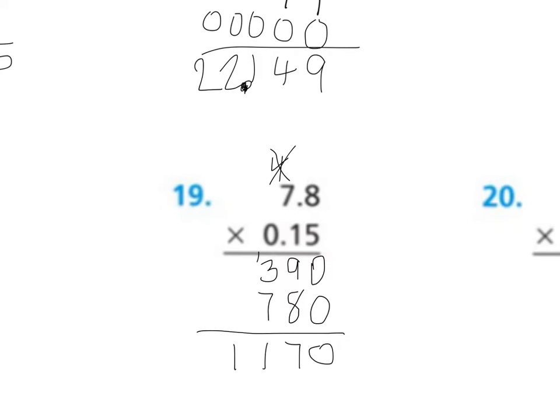11. Now, how many place values do I have? I have 3, right? So I need to make sure that I have 1, 2, 3 in the answer. So the answer is 1 and 17 hundredths. This 0 doesn't necessarily have to be there. It doesn't change the value of it at all.